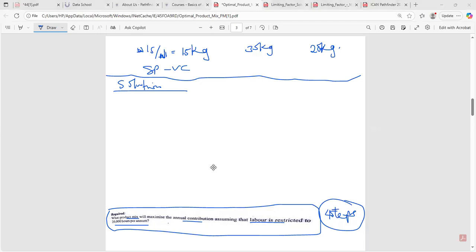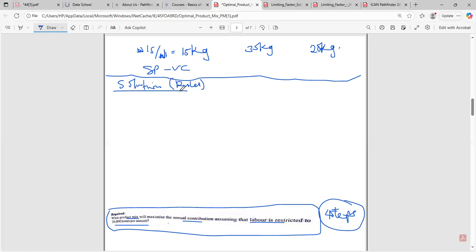All right. Now we're going to be using the rules to solve this question. What is rule number 1? Who can remind me? Identify the limiting factor. Good. Now go back to the question. What is the limiting factor? Labor. Labor is the limiting factor. So number 1, labor is the limiting factor.